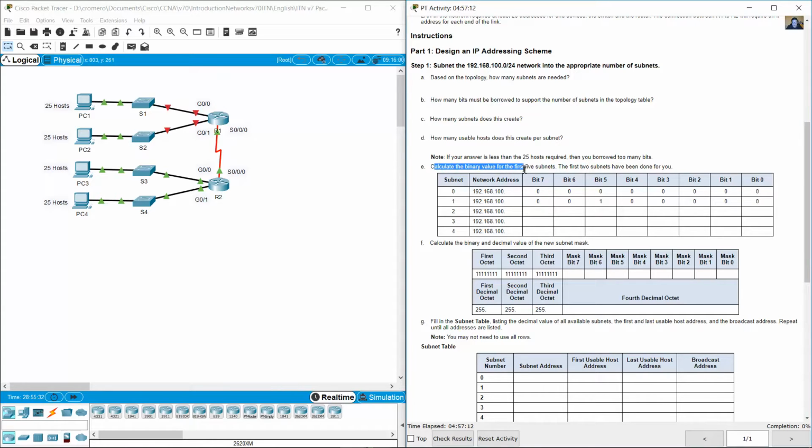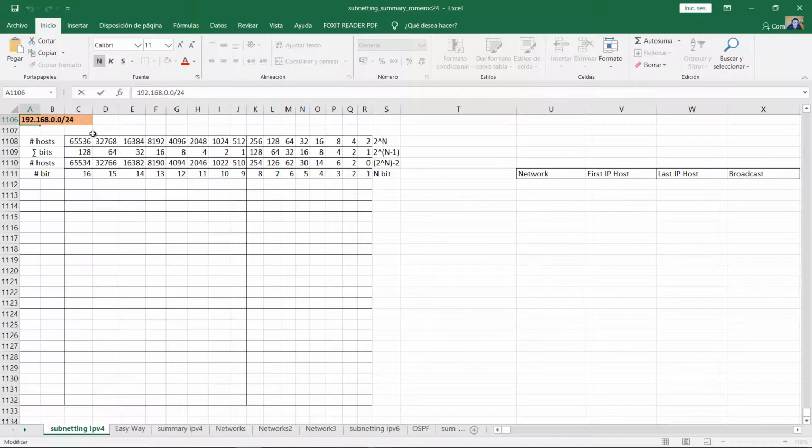Calculate binary value for the first 5 subnets. The first 2 subnets have been done for you. Okay, calculate. Remember, the base network address is 192.168.100.0.